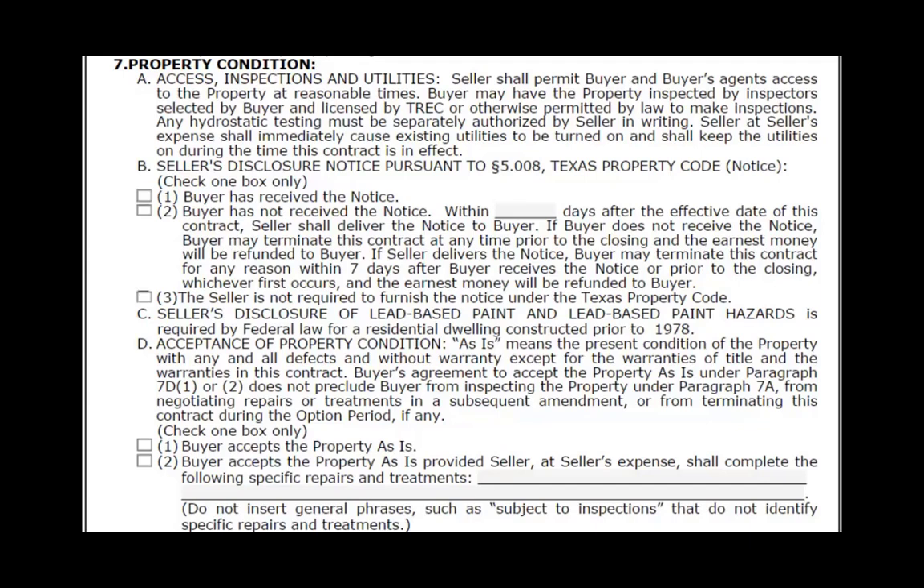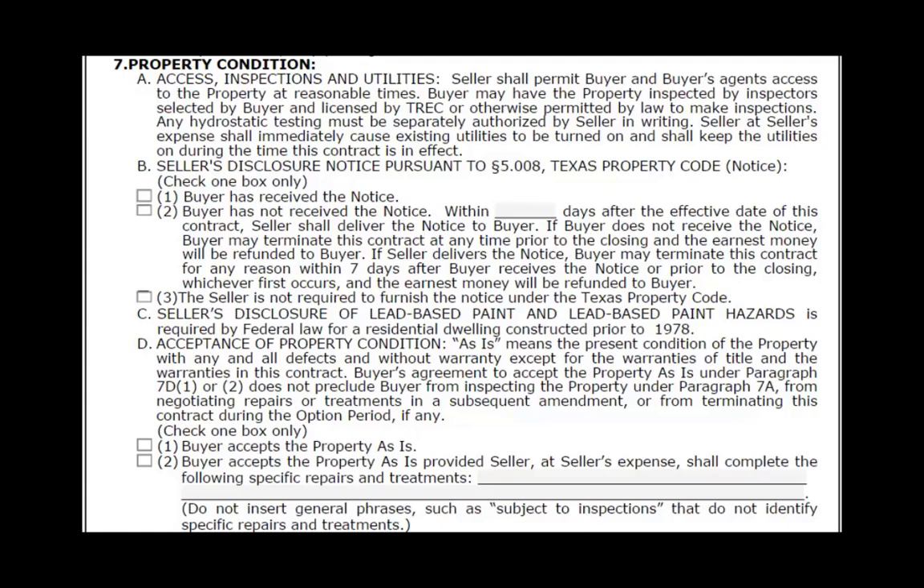Okay, third sentence actually. If the seller delivers the notice, the buyer may terminate this contract for any reason within 7 days after the buyer receives the notice or prior to closing, whichever occurs, and the earnest money will be refunded to the buyer. That's nuts. That's almost like a second option period.